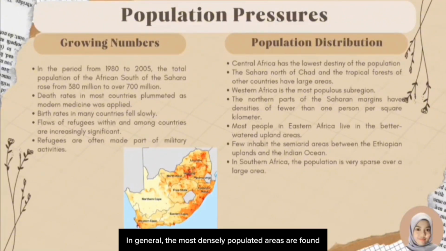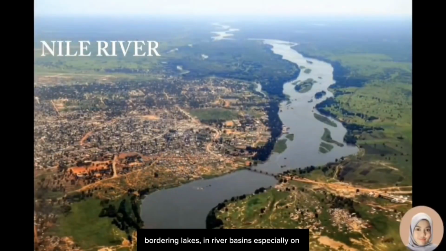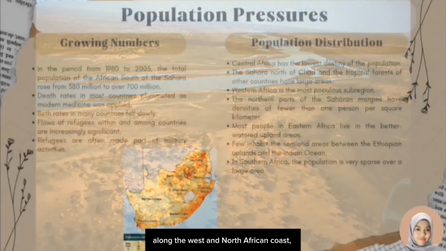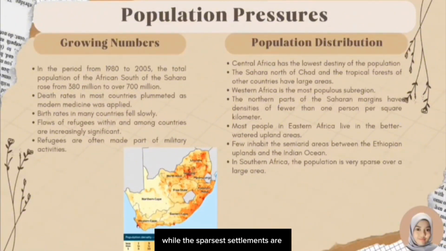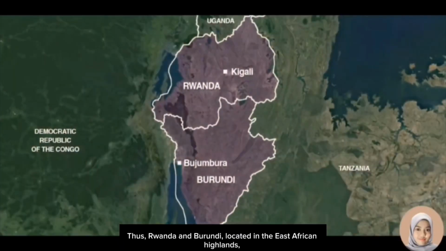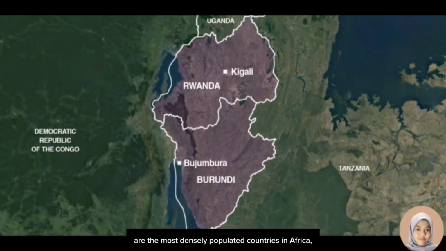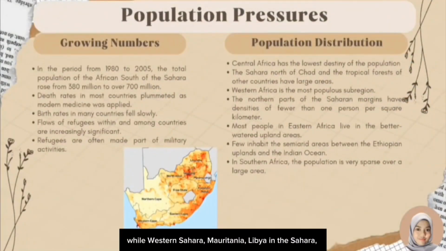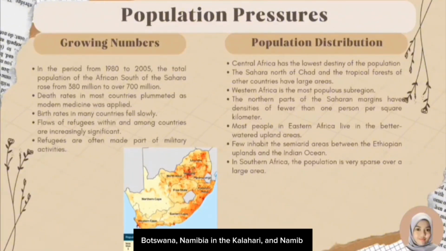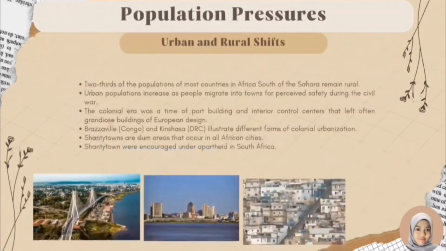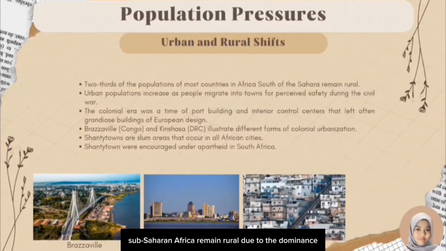In general, the most densely populated areas are found near lakes, in river basins, especially on the Nile and Niger rivers, along the western and North African coast, and in certain highland areas, while the sparsest settlements are in desert and savanna areas. Thus, Rwanda and Burundi, located in the East African Highlands, are the most densely populated countries in Africa, while Western Sahara, Mauritania, Libya in the Sahara, Botswana and Namibia in the Kalahari, and Mali are the least densely populated. Two thirds of the population in Sub-Saharan Africa remain rural due to the dominance of subsistence agriculture in the economy.